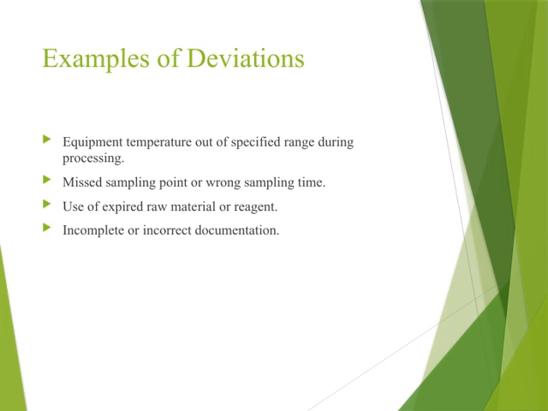First, equipment temperature out of the specified range during processing is a significant issue. It can affect the quality and safety of the product, so monitoring and controlling temperature is crucial. Next, missed sampling points or sampling at the wrong times can lead to gaps in data, making it harder to ensure consistent quality. Using expired raw materials or reagents is another deviation that can compromise the integrity of the final product. Lastly, incomplete or incorrect documentation can cause serious issues in traceability and compliance. Recognizing these deviations helps us prevent errors and maintain our standards throughout the process.